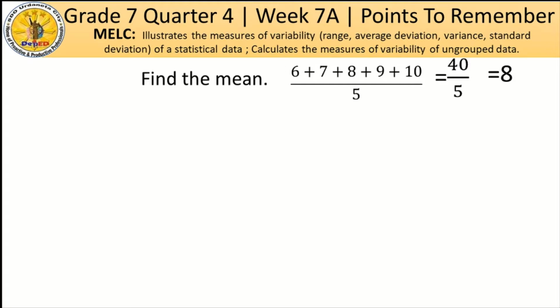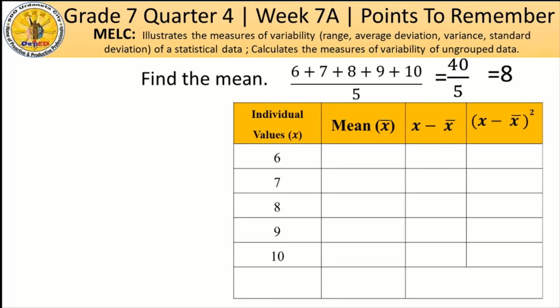Step 2, let us construct a table listing all the individual values on the first column. From here, we could say that n is equal to 5 since we have 5 individual values. Then, we write the value of the mean on the second column. Next, let us find the difference between the individual values and the mean for the third column.